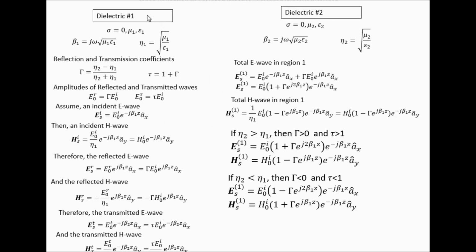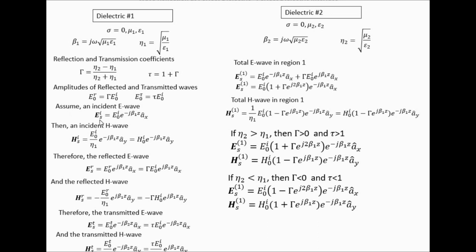Now, if you have two lossless dielectrics, dielectric 1 and dielectric 2, so you have sigma 0, mu 1, epsilon 1, and sigma 0, mu 2, epsilon 2. So you can find beta 1 and eta 1, beta 2 and eta 2. This is the reflection coefficient formula: eta 2 minus eta 1 over eta 2 plus eta 1. The transmission coefficient is 1 plus gamma. Then how to find the amplitude of the reflected and transmitted wave. This is the formula for finding the reflected wave and transmitted wave.